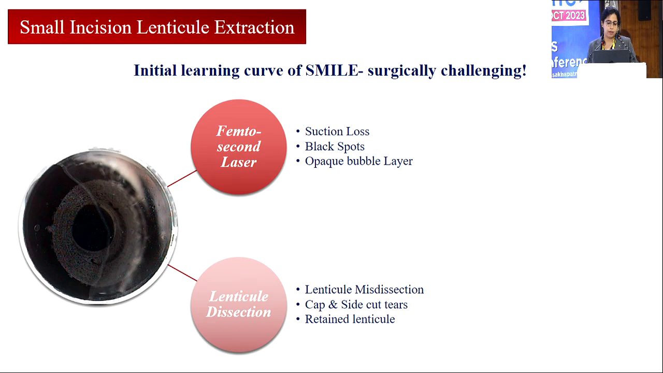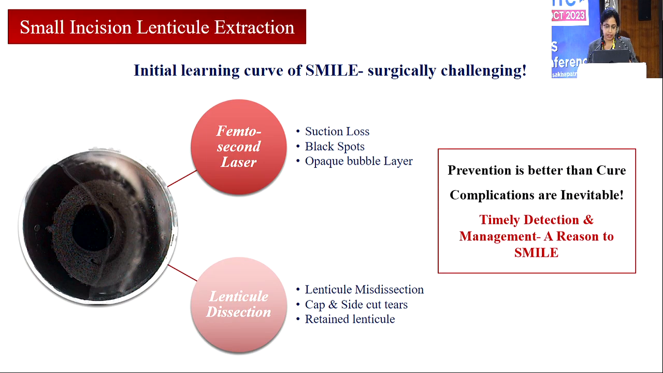So just to sum up, the initial learning curve of SMILE is surgically challenging. During laser application, suction loss is the most challenging complication that you encounter, and during dissection, cap lenticular adhesion and lenticule misdissection, which can lead to cap and side cut tears and retained lenticule. Prevention is better than cure. Complications will be inevitable, and timely detection and management give both the patient and surgeon a reason to smile.